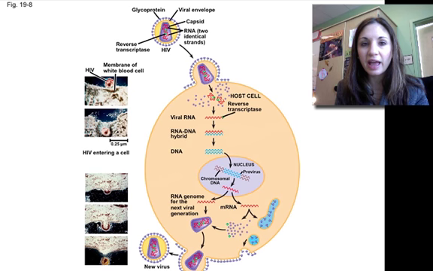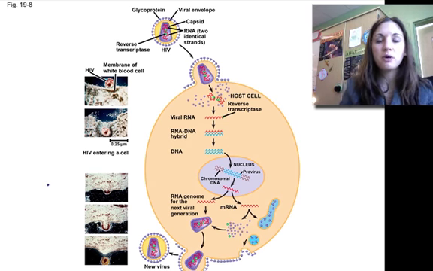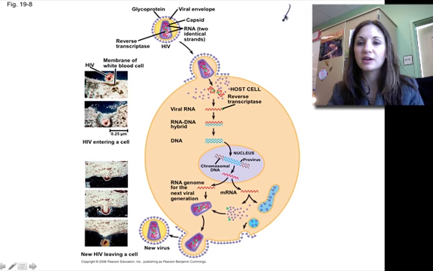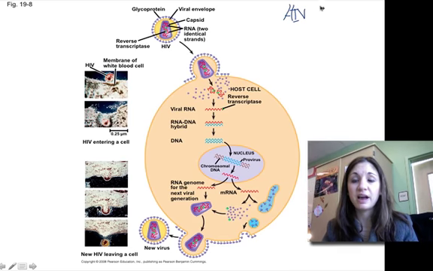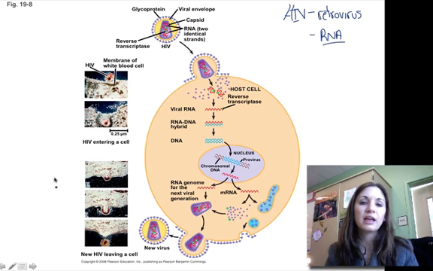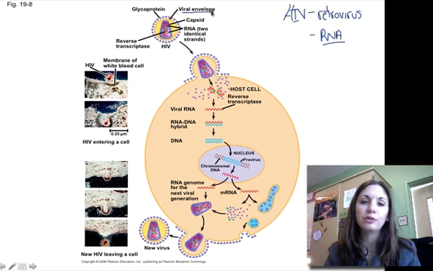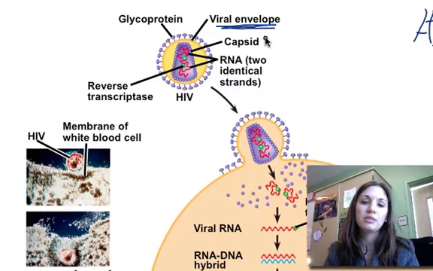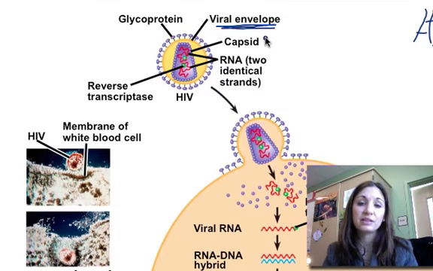So let's take a look at a variation on this. The HIV virus, human immunodeficiency virus, is a retrovirus, meaning that its genetic info is RNA instead of DNA. Like other viruses, we have a capsid. We also have this viral envelope around the HIV virus.